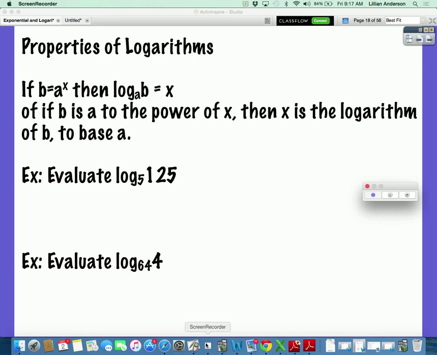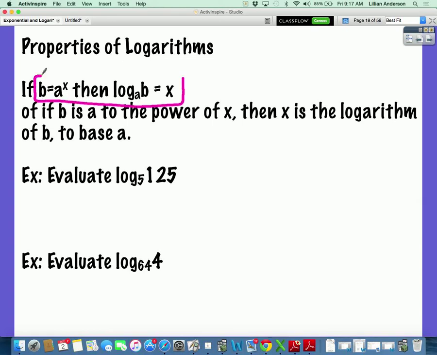And this is definitely important to know. It's definitely important to know that, because it goes both ways. If they give you a problem in logarithmic form, you can convert to exponential by using that. And vice versa. You can go from exponential to log form using that. So that's very important.